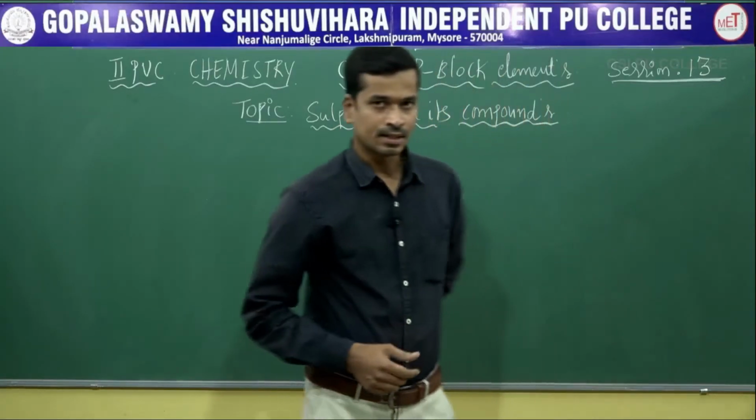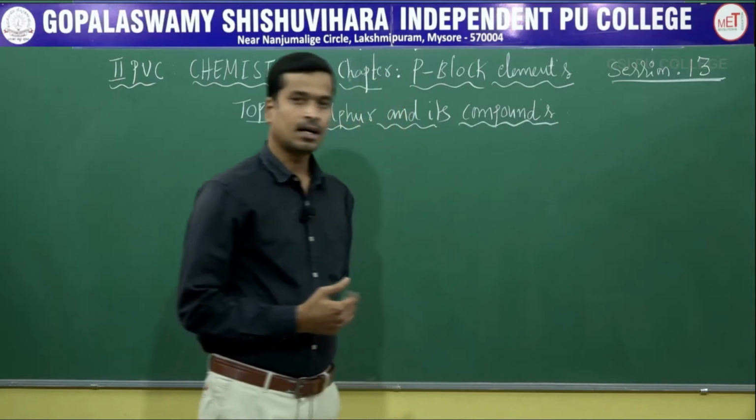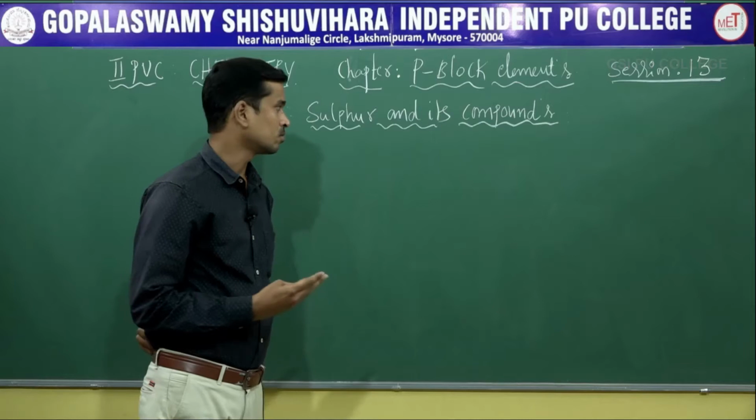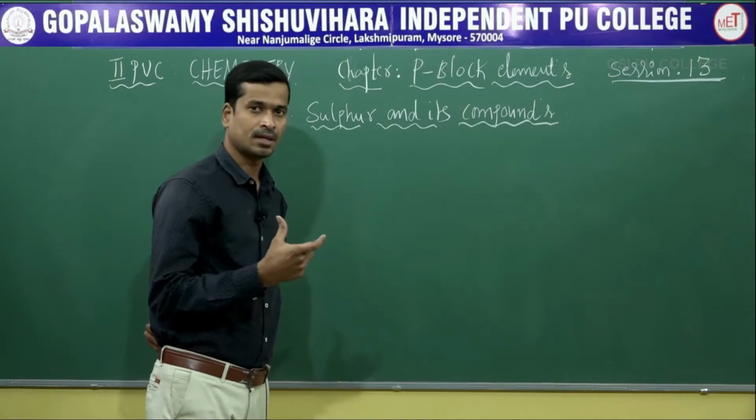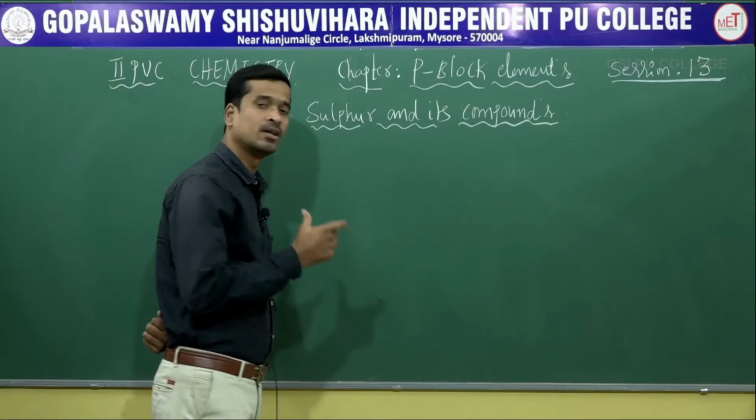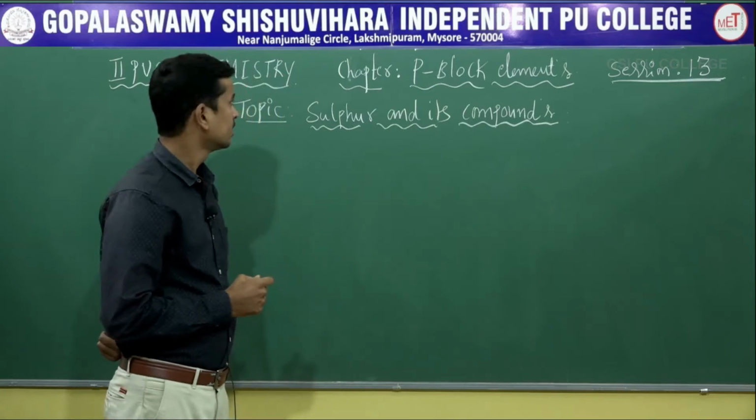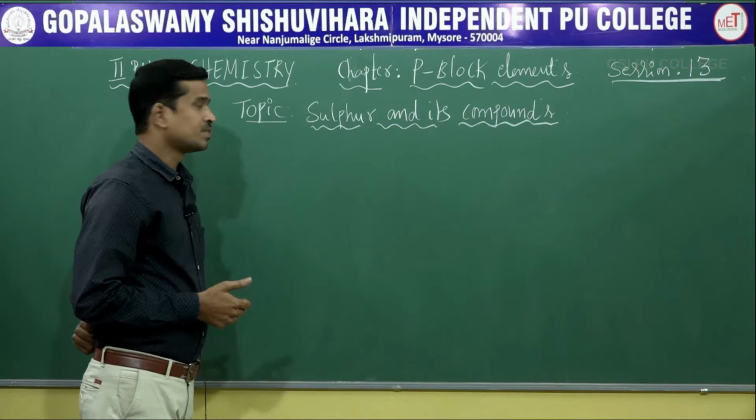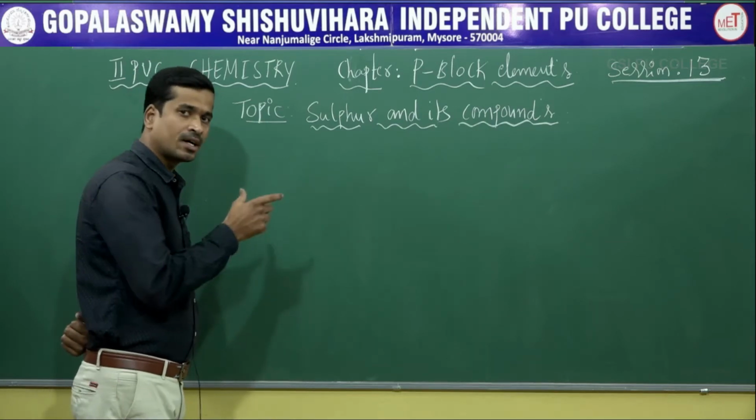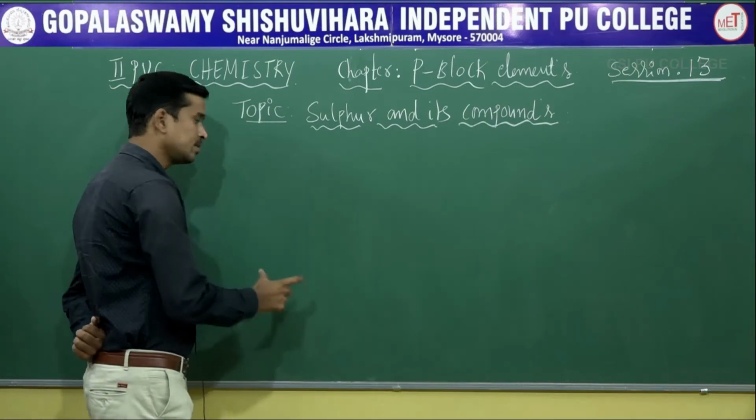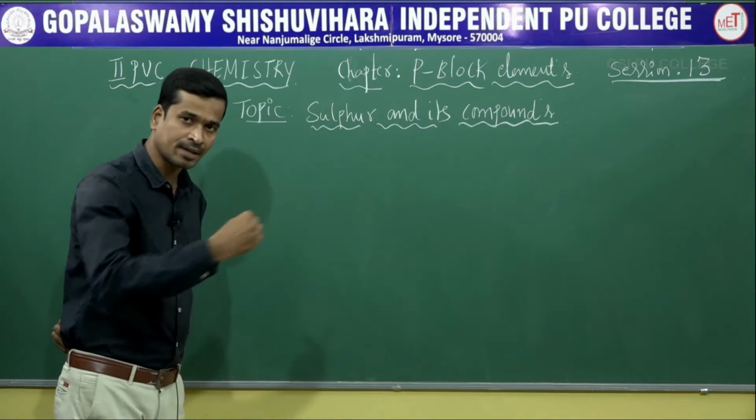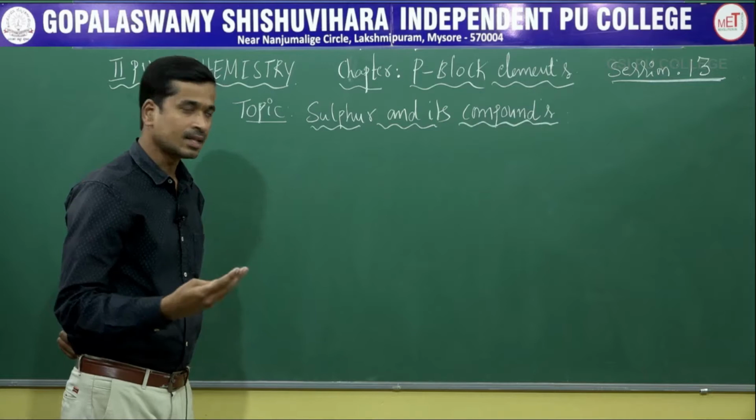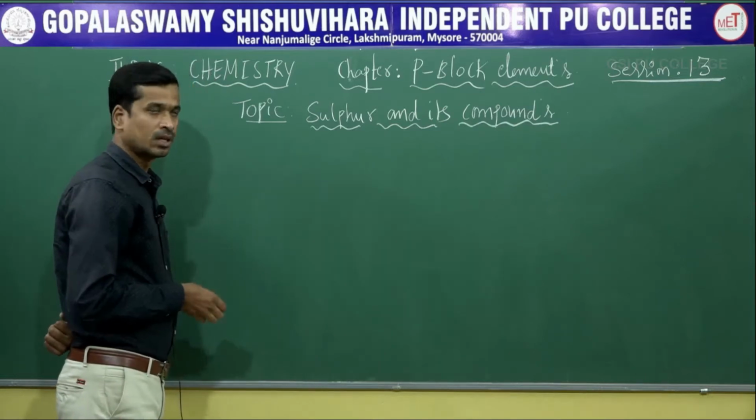In the last session, we studied the group 16 elements: oxygen, meaning dioxygen, and ozone. What are the properties of dioxygen and ozone?